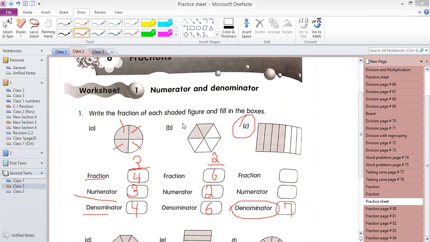So he said denominator is 7. Is it correct, guys? Denominator is 7. Yes, sir. Very good. Absolutely right, guys. Denominator is 7 because it is divided into 7 equal parts. 1, 2, 3, 4, 5, 6, and 7.